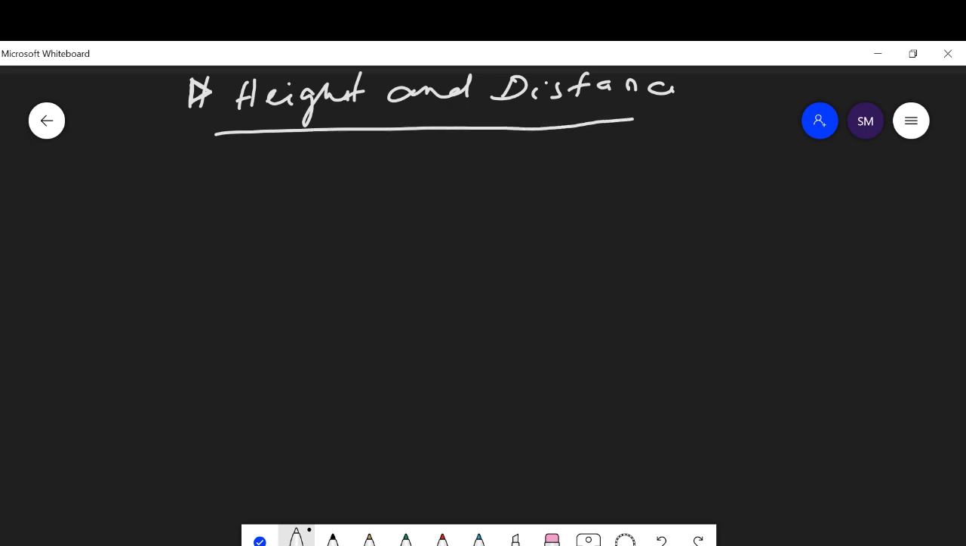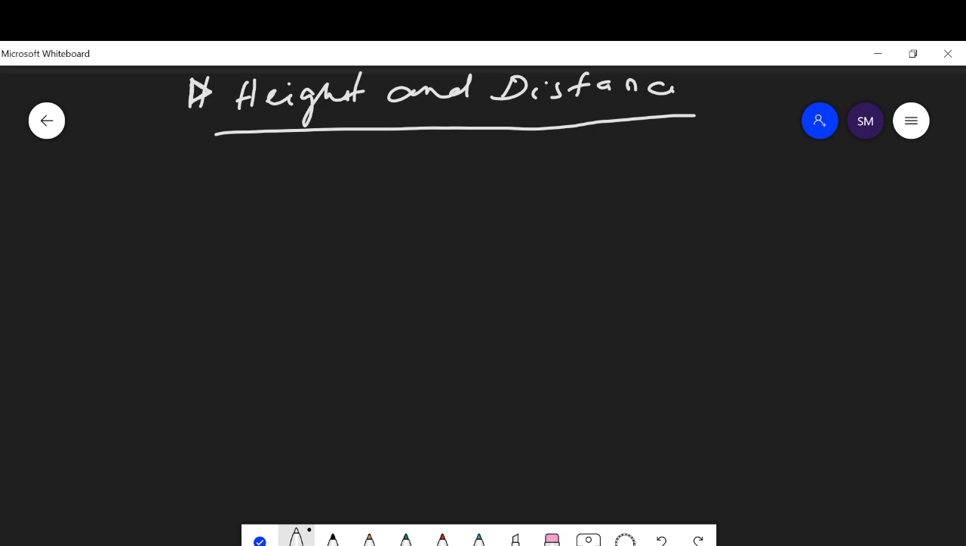So dear students, in my last sessions we have discussed trigonometry. Today we continue with the application of trigonometry, height and distance. Height and distance. Do you know what is angle of elevation? What is angle of depression?